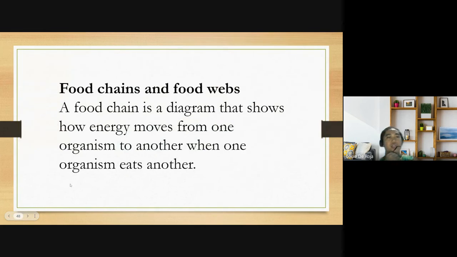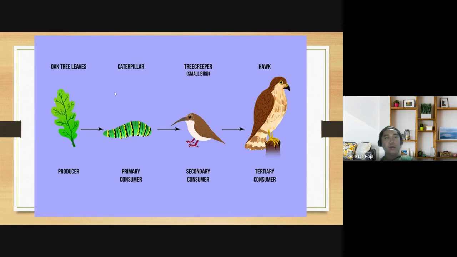Okay, next is food chain and food webs. So a food chain is a diagram that shows how energy moves from one organism to another when one organism eats another. So this is a food chain. We have producers. First, oak tree leaves. Kinain siya ng caterpillar. This is the primary consumer. And yung energy na galing sa producer ay na-transfer dito sa primary consumer. Pero yung energy ay nabawasan na.